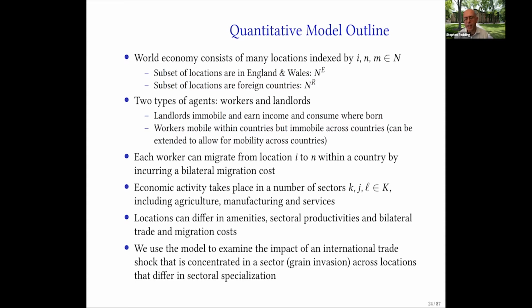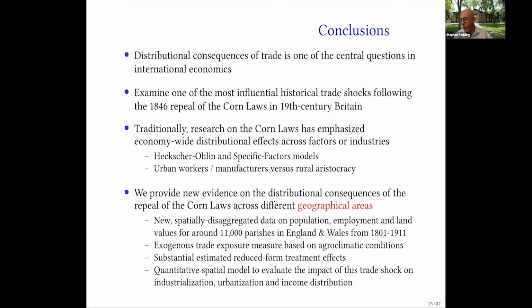The economic activity takes place in agriculture, manufacturing, and services. Locations can differ in their amenities, productivities, bilateral trade and migration costs, and all of those things can change over time, again, to control for differential productivity growth in manufacturing in the Industrial Revolution. And we use the model to simulate a counterfactual for a trade shock that's concentrated in the arable part of the agricultural sector, and use the model to try to rationalize the reduced form findings that I showed you during this talk. But I'm out of time, so let me just very quickly wrap up.